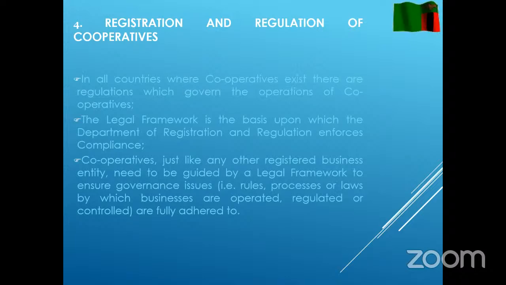And the other thing is, cooperatives, just like any other registered business, need to have certain rules that are in black and white to ensure that they remain what they are. There's a tendency by cooperatives, sometimes when they become too big, to lose their identity. But we are there to remind them that you are still a cooperative no matter how big you've become. So we make sure that the business operates according to the rules, processes, or laws. That is our mandate, and it is one of the mandates that the department has been given.